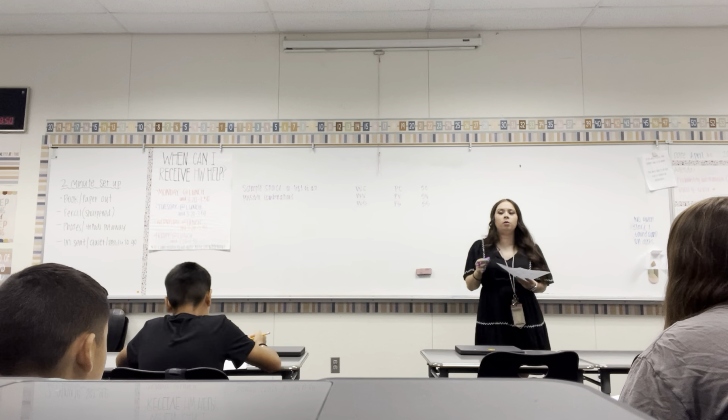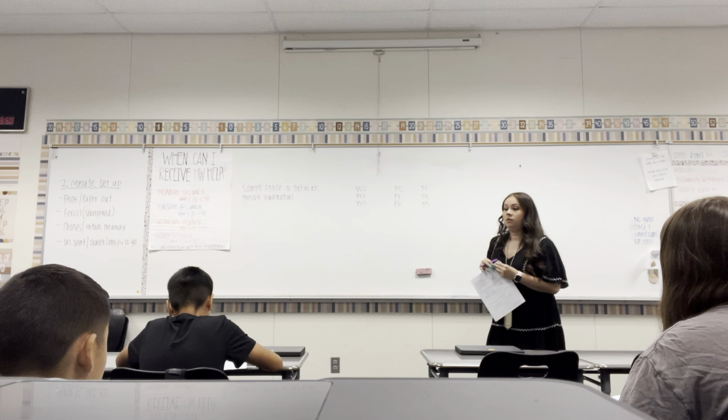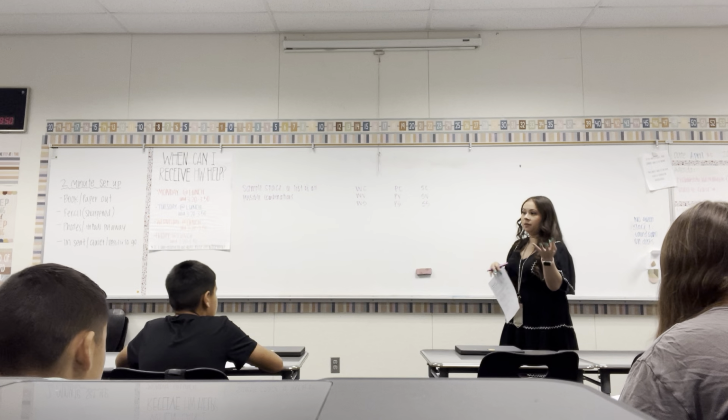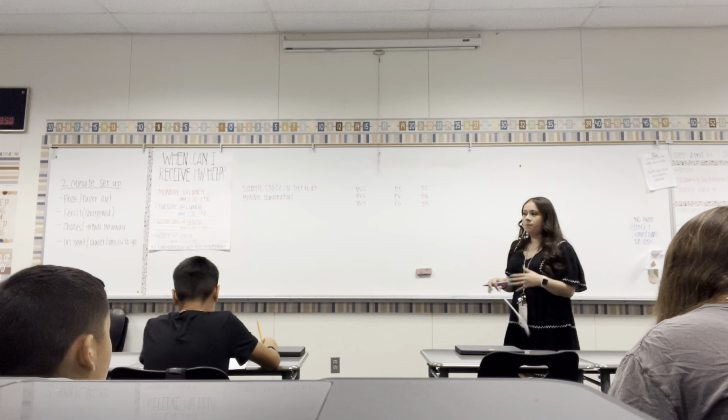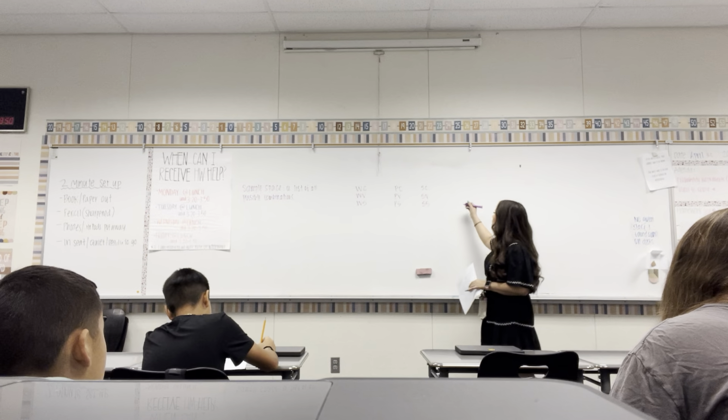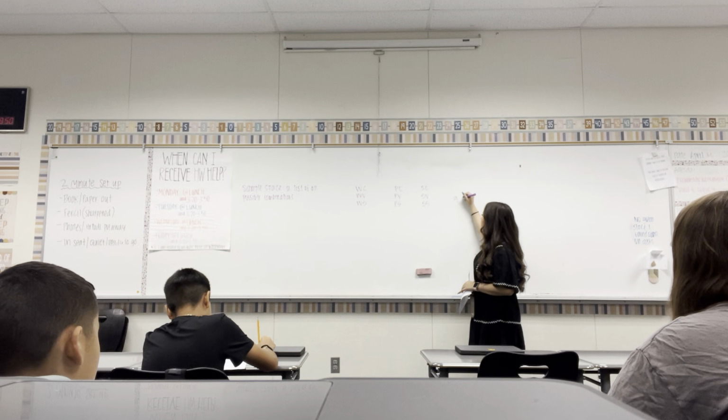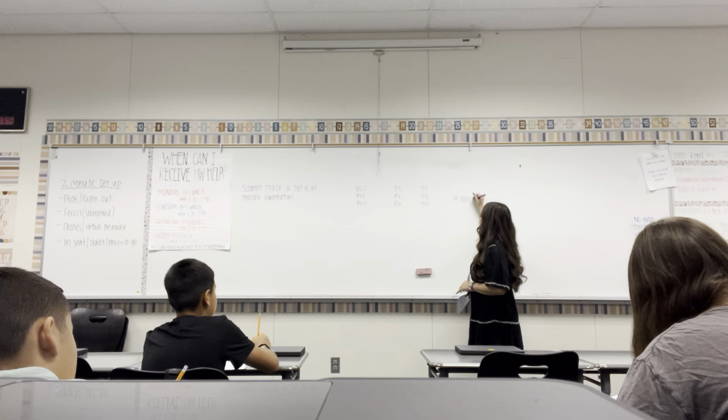So how many total combinations do we have? 9. So if I have 3 flavors and 3 cones, there's 9 possible combinations, or we call those outcomes. So that is 9 outcomes.